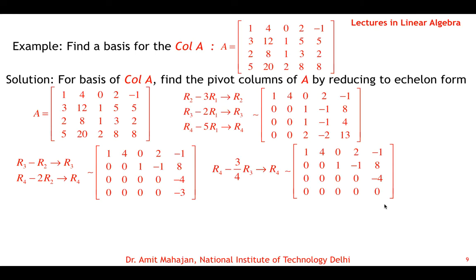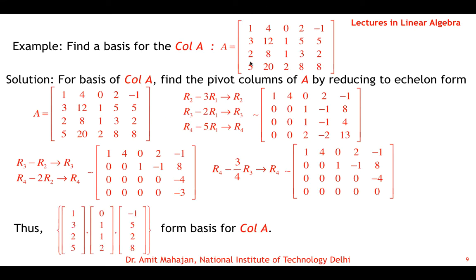Okay, and so if you have to write the basis for the column space of A, it will be the first, third and fifth column, but from the original matrix A and not from this matrix. If we write from the equivalent form, then it will be a wrong answer. So you have to write the columns from the original matrix A. So this column 1 3 2 5 0 1 1 2 minus 1 5 2 8, these three vectors form the basis for the column space of A. So you can clearly see the first, third and fifth columns form the basis for the column space.